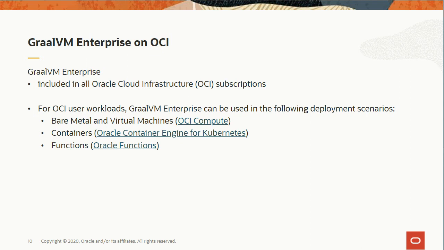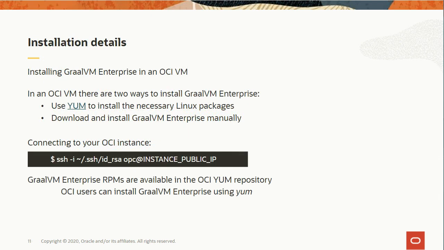So for our discussion today, we'll focus on the first scenario, using GraalVM Enterprise in an OCI virtual machine compute instance. Now there are two ways to install GraalVM. You can do a manual installation. There are detailed instructions available in the reference guide, or use yum to install the necessary Linux packages. And this is indeed the easier and recommended approach, as the RPMs are available in the OCI yum repository. So you use SSH to connect to your OCI instance, providing the private key associated with the public key that you use during the instance creation and the public IP address.